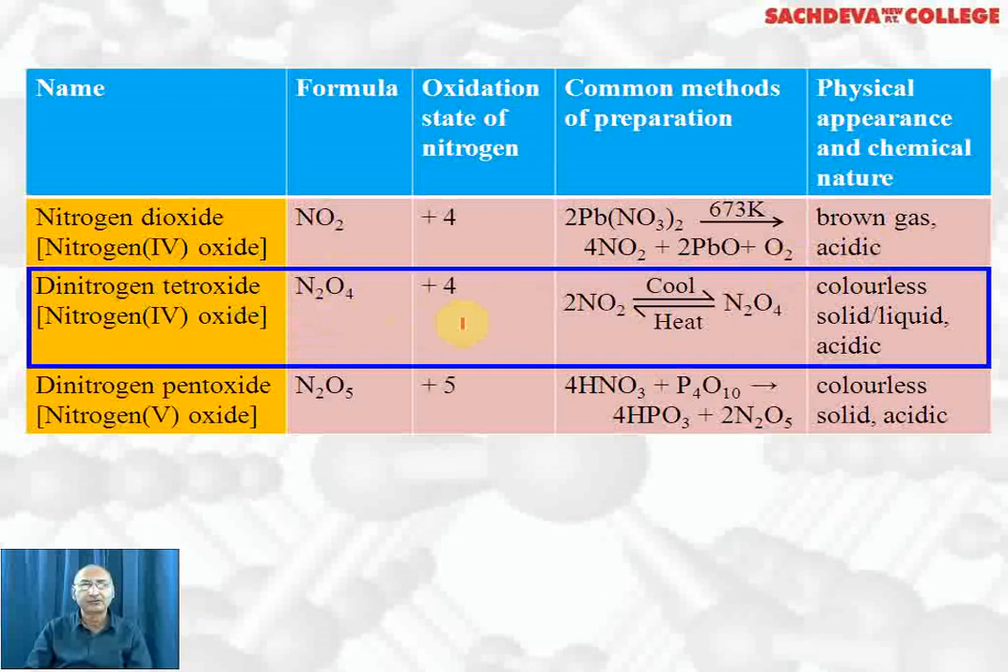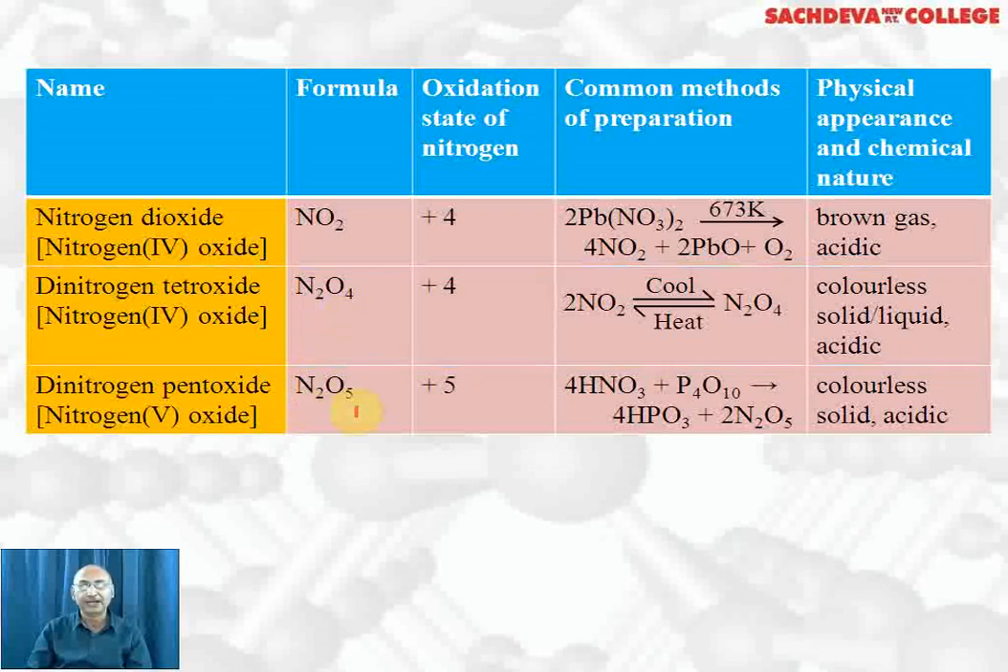NO2 forms the dimer N2O4. Oxidation state is +4. 2 moles of NO2 on cooling give N2O4, and if heating is done, it changes to NO2 again. It is a colorless solid or liquid and acidic in nature. NO2 is also paramagnetic in nature due to the presence of an odd electron, due to which it forms a dimer. N2O4 is diamagnetic because it does not have unpaired electrons.